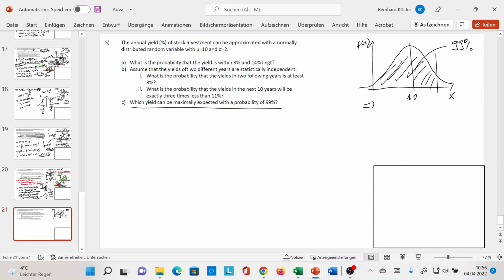And then we ask, which x here coincides with the area below the density function of 0.99.